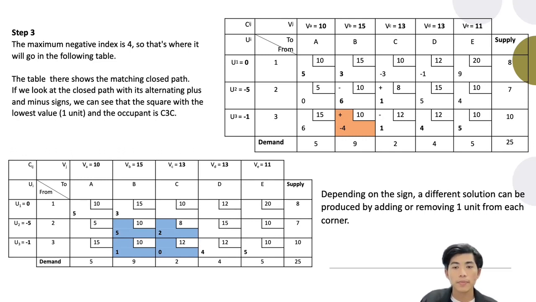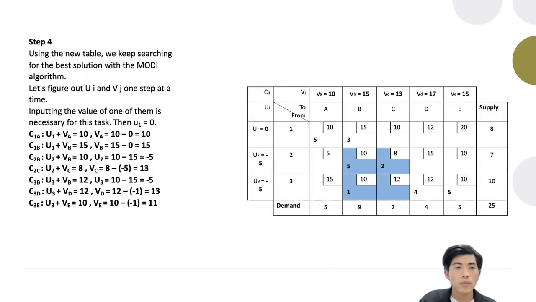Next is step 4. Using the new table, we keep searching for the best solution with the MODI algorithm. Let's figure out Ui and Vj one step at a time. Inputting the value of one of them is necessary for this task. U1 equals 0. As shown below, the calculation and the result of the calculation. Over here is the table.